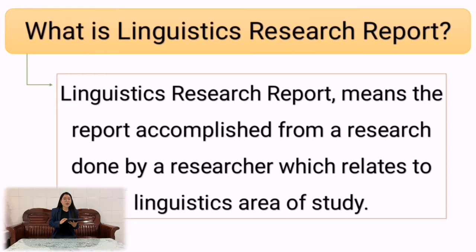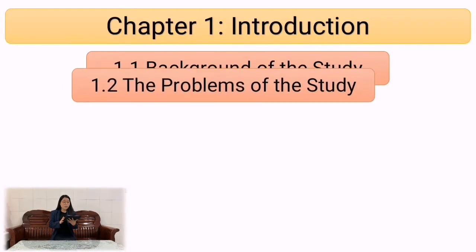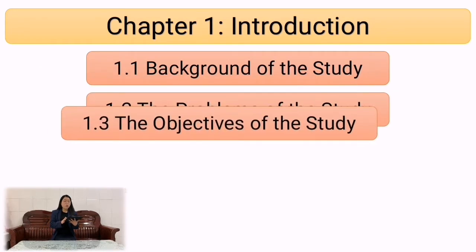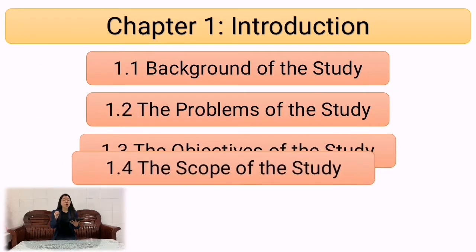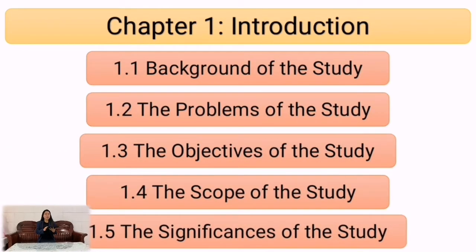Now, linguistics research report means the report accomplished from a research by a researcher which relates to linguistic study, just like syntax, semantics, morphology, and etc. So, in chapter 1, there are 5 subtopics. The first is 1.1 background of the study, 1.2 the problem of the study, 1.3 the objectives of the study, 1.4 the scope of the study, and then the last 1.5 the significance of the study.